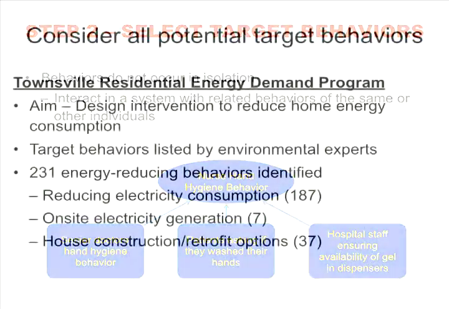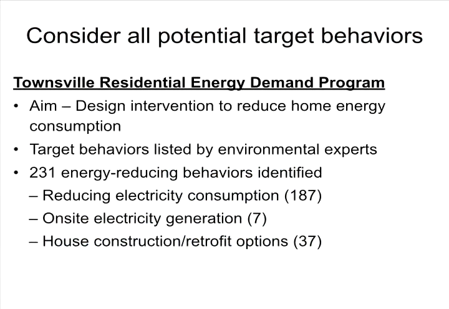So this is an example of considering all the potential target behaviors. This is an example from the Behavior Change Wheel book where their goal was to reduce residential home energy consumption. Okay, so they hired a consultant to go figure out what are the different things in the home that can be done to reduce energy consumption. They identified 231 different behaviors that could be done. These are all potential targets that you can select from. 187, most of them were related to reducing electricity, some to actually producing electricity on site, and others related to construction and retrofit options.